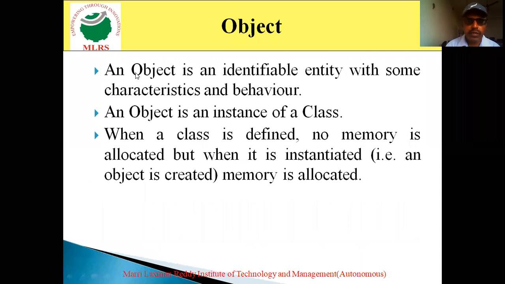Then come to the next one, that is the object. Now an object is an identifiable entity or real world entity with some characteristics and behavior. Now you may have one doubt: what is meant by an identifiable or real world entity? Look at this, when you write something on the board, either white or black, you definitely have to use a piece of chalk or a sketch pen. Then that piece of chalk or sketch pen is the object.